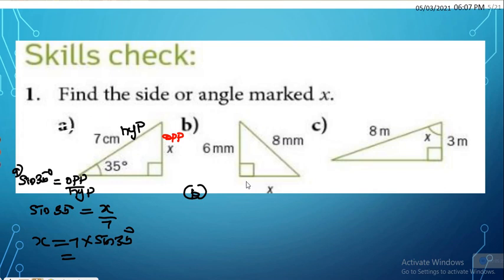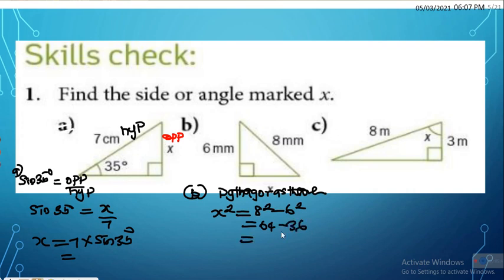So for the second one, for B, the side we are looking for, of course no angle is given here, so we can use the Pythagoras theorem here. Pythagoras theorem says x squared equals 8 squared minus 6 squared, and that is 64 minus 36, which is 28. So we take the square root of both sides, we are going to have x equals the square root of 28, which is 2 root 7 centimeters.